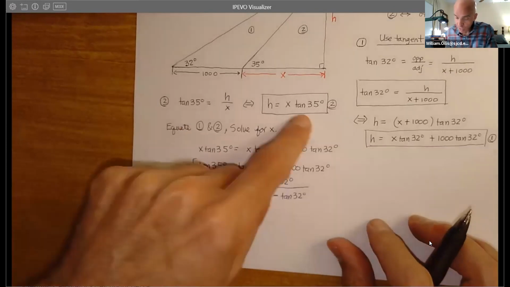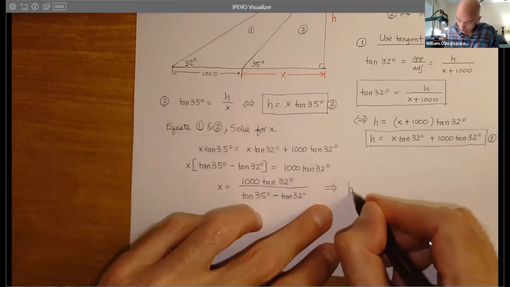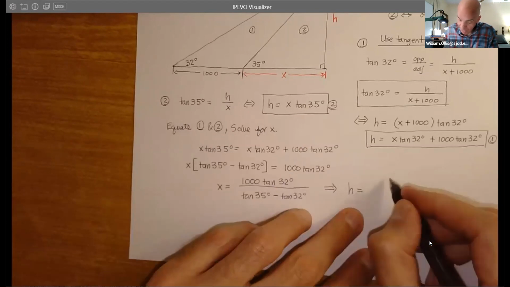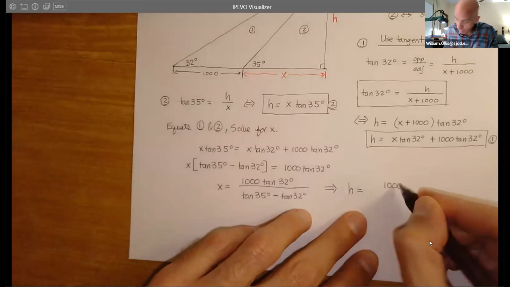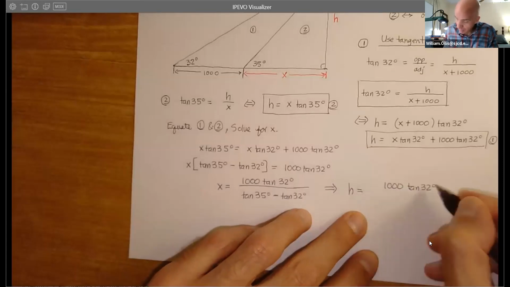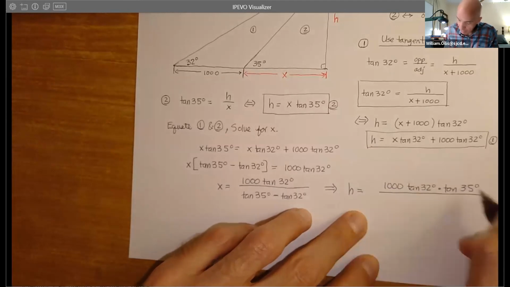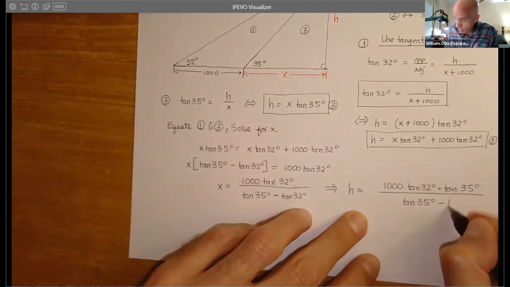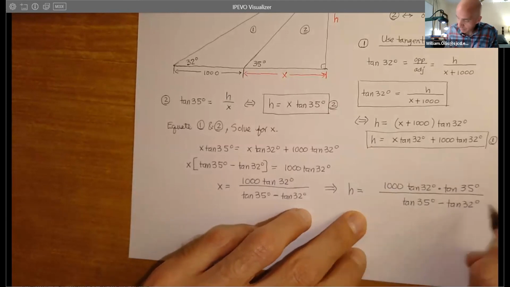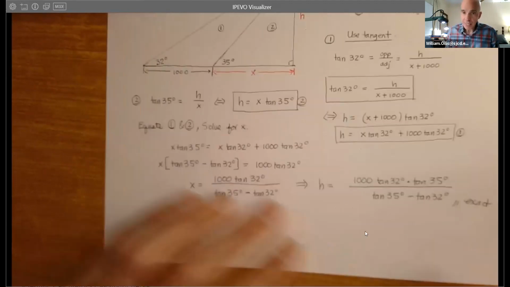X is this and H is just tangent of 35 degrees times X. So this implies that H equals, well, we'll just go ahead and multiply it out, X times tangent of 35. So that'll be 1,000 tangent 32 degrees times tangent 35 degrees, I put a little dot there for emphasis, divided by tangent 35 degrees minus tangent 32 degrees. So this is exact because it said to compute the height of the mountain. So this is the exact computation.